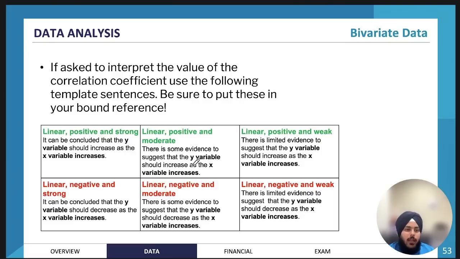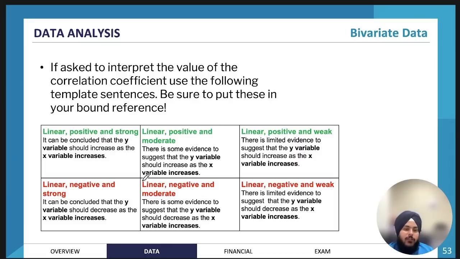Okay, so just a few interpretation statements. We've already looked at this, but if you have a question, you should have a structure in your data book already prepared to talk about how you might interpret an R value. If your R value is linear, positive and strong, so a really high R value, the way that you're going to describe the association is you're going to say, it can be concluded that the y variable should increase as the x variable increases. That's only when you have a linear, positive, and strong relationship.